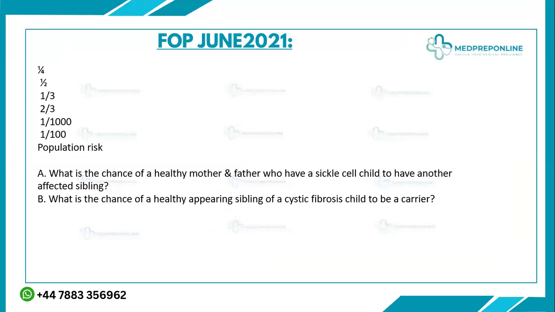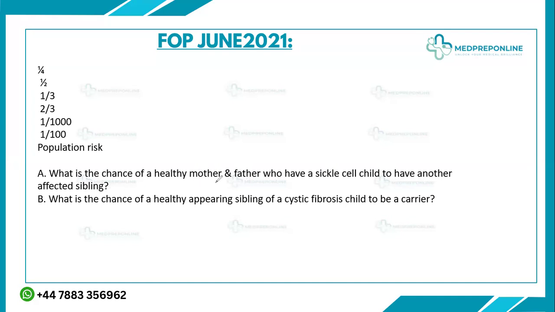Now, coming to the question, two types of questions are there, which I explained in the previous slide. Okay, so what is the chance? Now read carefully. What is the chance of a healthy mother and father, obviously, if they're talking about a healthy mother and father, that means they are not affected, but they could be carriers, because they have a sickle cell child, to have another affected sibling? So what do you think is the answer over here?